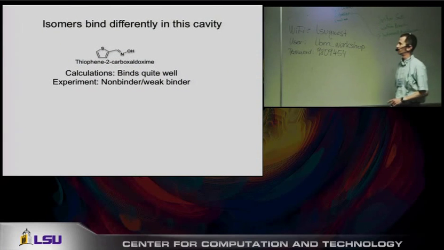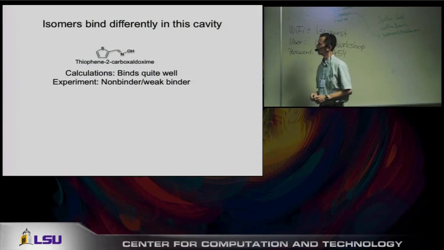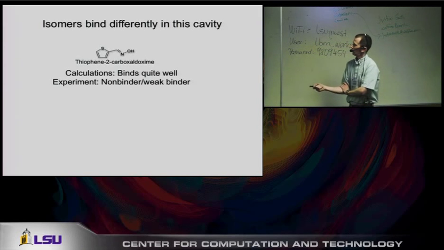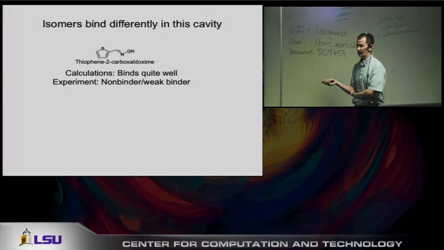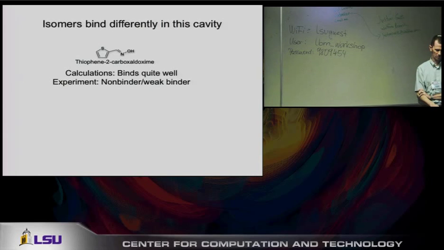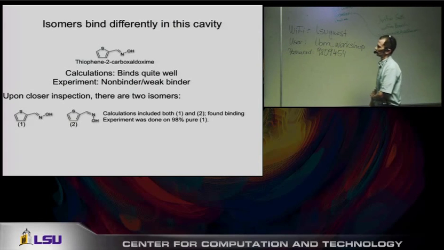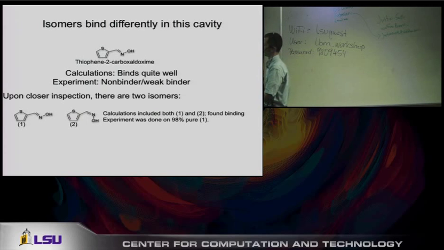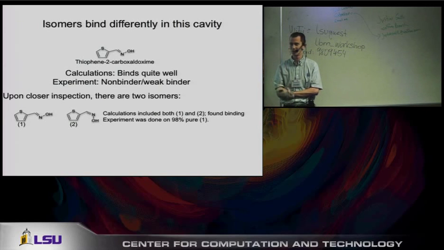I want to take you through one little success tidbit from this that I thought was particularly interesting. This molecule, thiophene 2-carboxyl dioxide: the calculations initially said it should bind well, and the experiment said it is a non-binder or weak binder, which was perplexing. We couldn't find anything obviously wrong. Then when we looked more closely, it turns out that there are two isomers of this molecule, and the calculations had included both because we weren't really paying attention, and we just plunged ahead without noticing we had two of them. And the experiment was done on 98% pure 1.